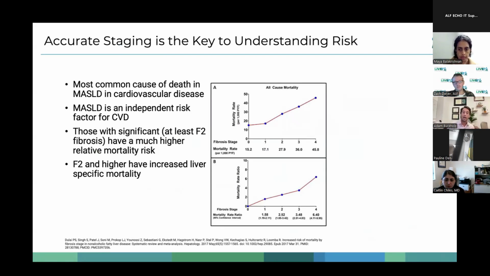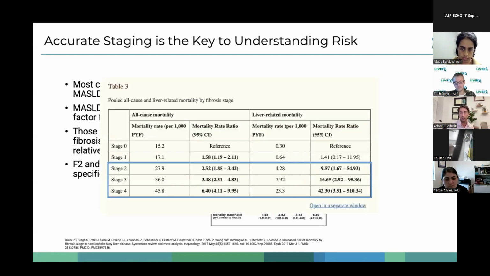The most common cause of death for that large bucket of people, the people with steatotic liver disease, is still cardiovascular disease. And MASLD is an independent risk factor for cardiovascular disease. But as you can see in this graph on the right-hand side, as patients develop further and further fibrosis, they have a much higher relative mortality risk. And that's driven largely by an increase in liver-related mortality. So people who have more advanced fibrosis have a drastic increase in overall death, and it's related to an increase in liver-related deaths.